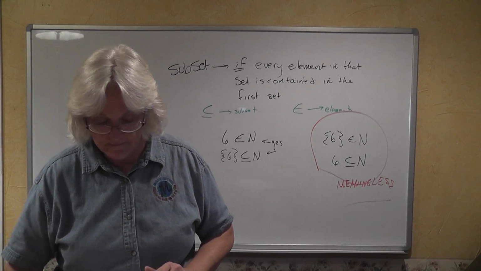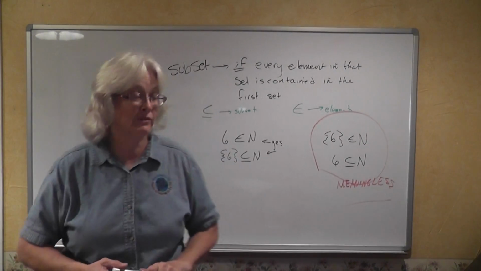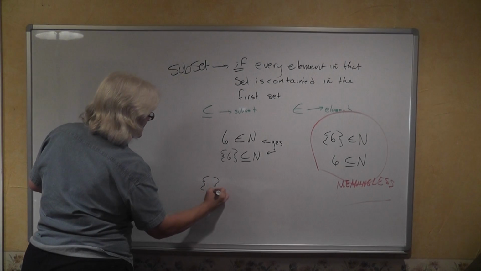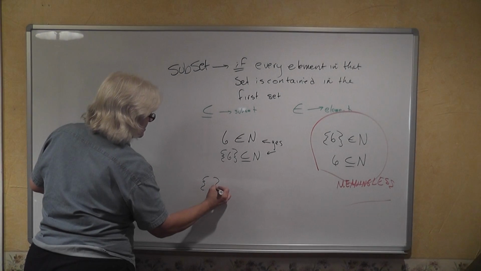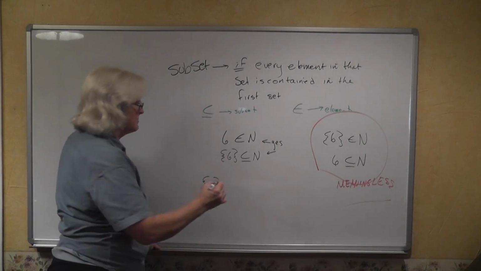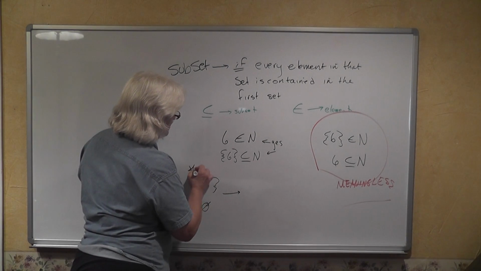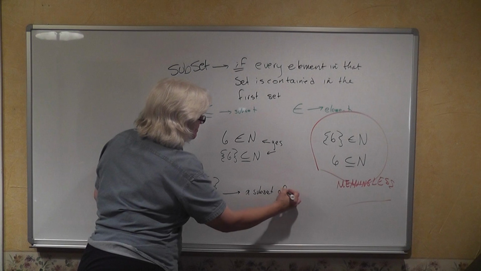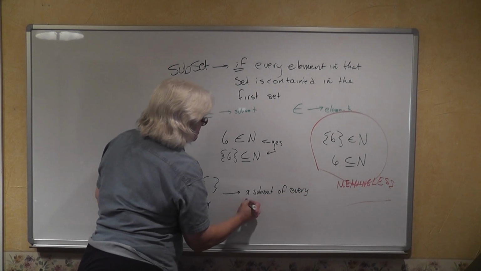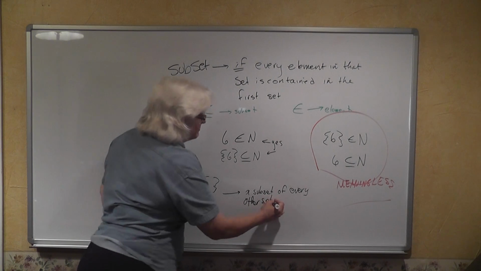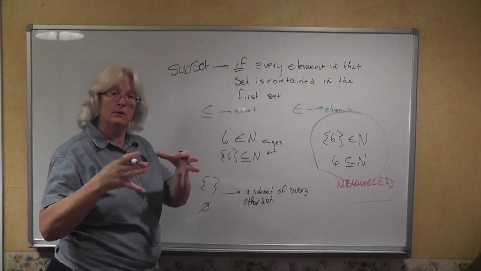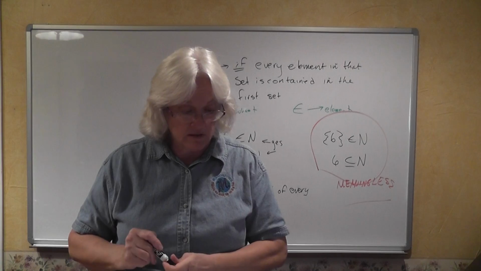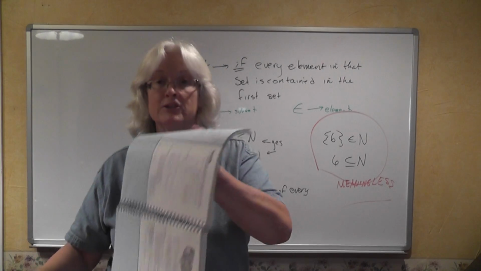Let me see. We talked about the empty set being a finite set. So we have the empty set and we have the null set. These are finite sets, but also, make sure you get this, the empty set is a subset of every other set. Make sure you get that down. The empty set or the null set is a subset of every other set. So now let's go ahead and look at this example on page 78.